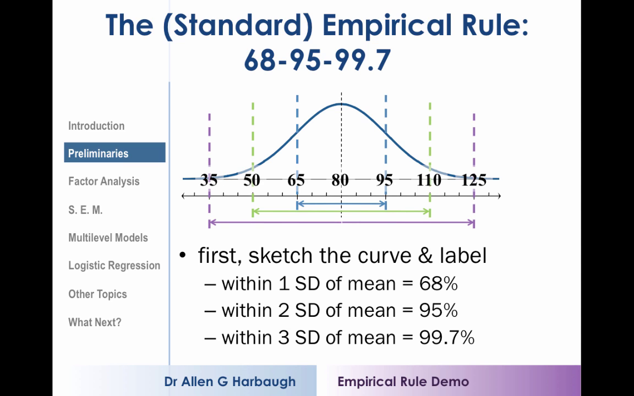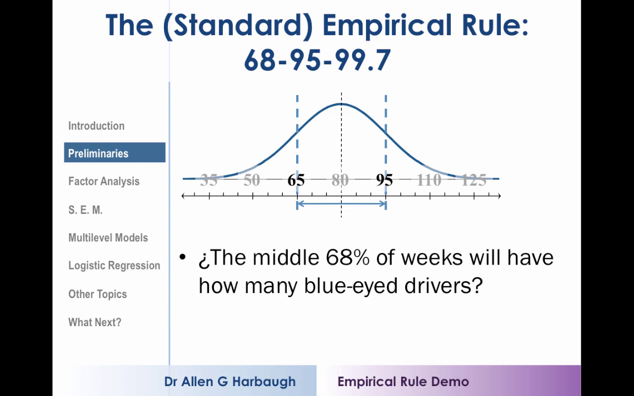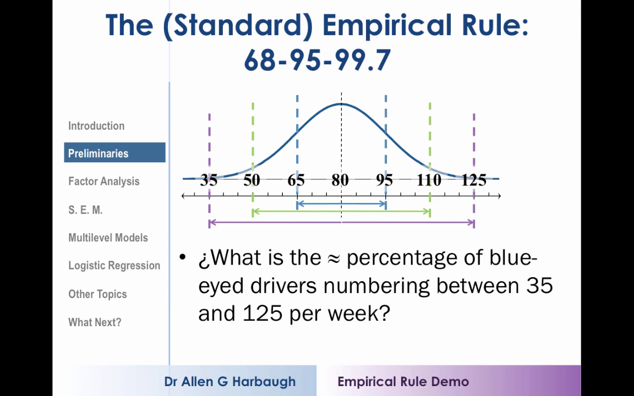Now again, this follows the empirical rule, so we know how many of the values fall within these intervals, roughly speaking. So for example, 68% of the time, we would expect to see the values between 65 and 95. The middle 68% of weeks will have how many blue-eyed drivers? Again, as I just said, it would be between 65 and 95, 1 standard deviation above and below.